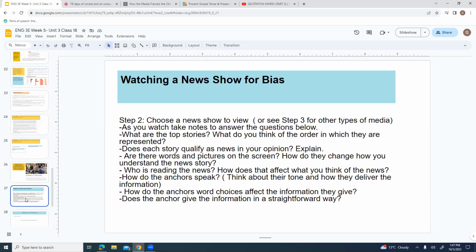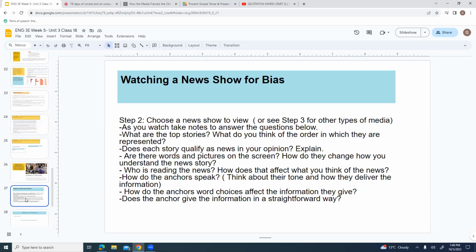What are the top stories, right? Because they always put the most important stories first, usually. What do you think of the order in which they're represented? Does each story qualify as news, in your opinion, and explain? Are there words and pictures on the screen, and how do they change what you understand of the news story? Who is reading the news, and how does that affect what you think of the news?